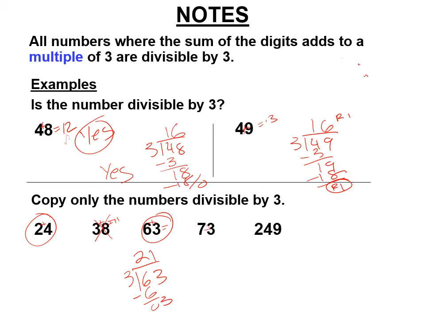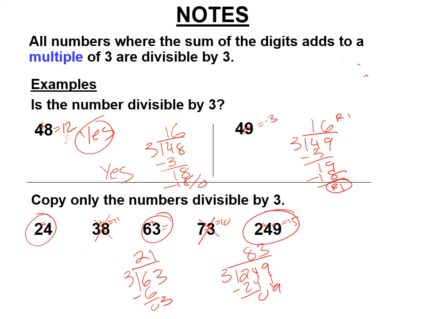73, no, because that adds up to 10. 10's not on the 3 times table. 249, 2 plus 4 is 6, plus 9 is 15. 15's on the 3 times table. Yeah, 249 is divisible by 3. And you can see 3 times 8 is 24, and then bring down, and that goes in 83 times.